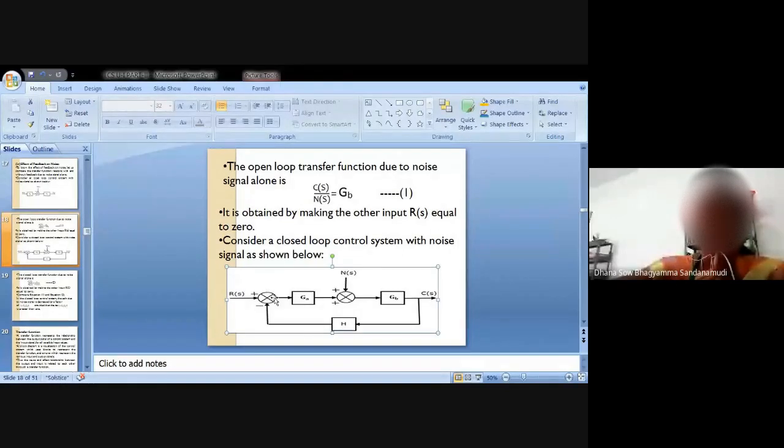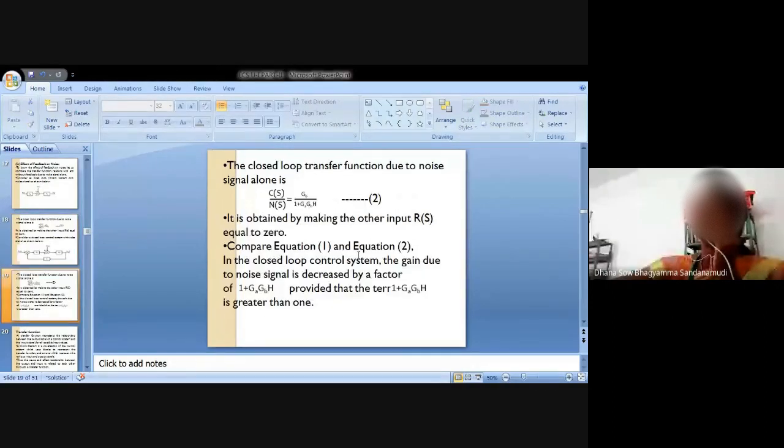Okay, I have assumed R of S is 0. So, G by 1 plus negative feedback, 1 plus H into GA into GB. Okay, so see, GB by 1 plus GA GB H. So it's a negative feedback system I am considering here.